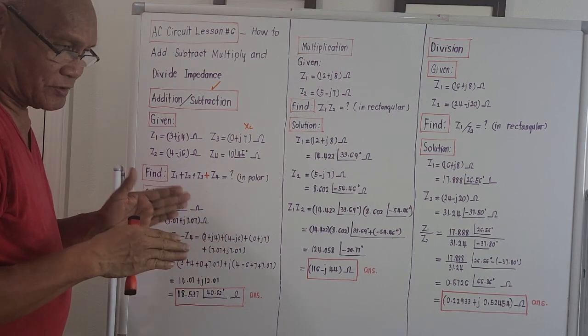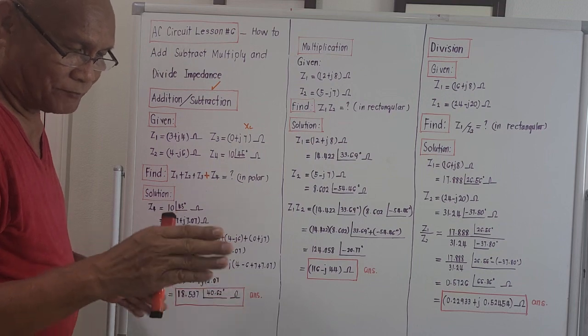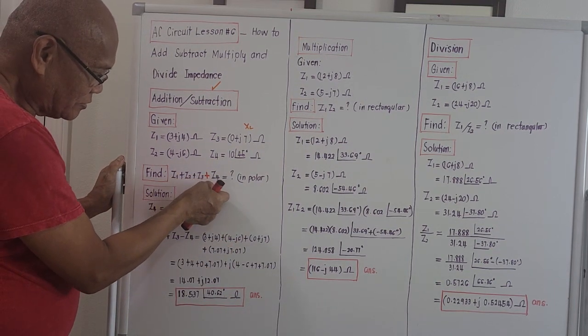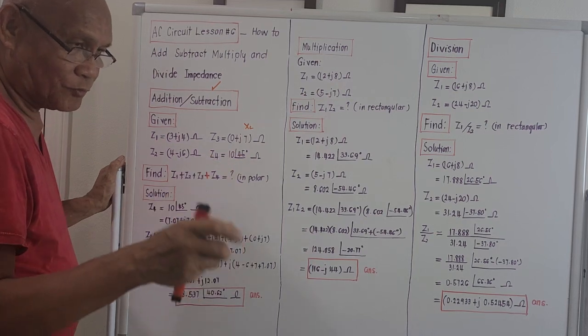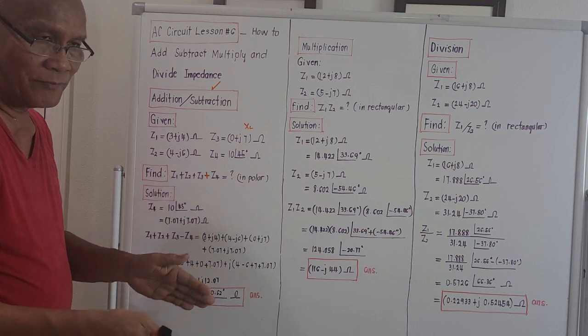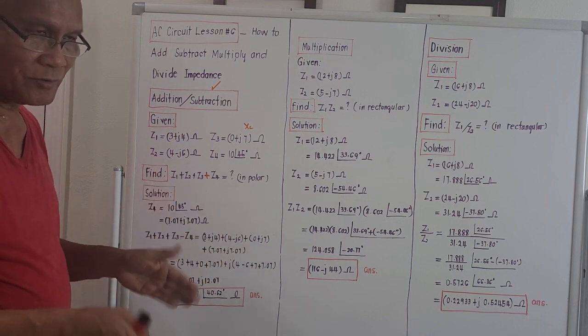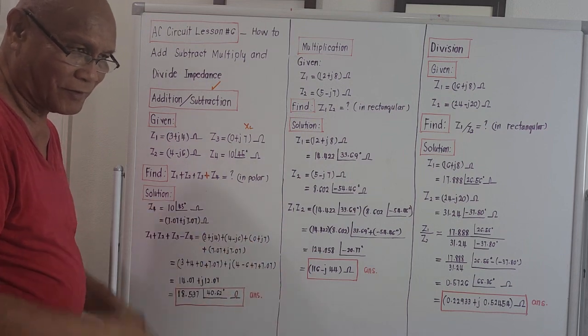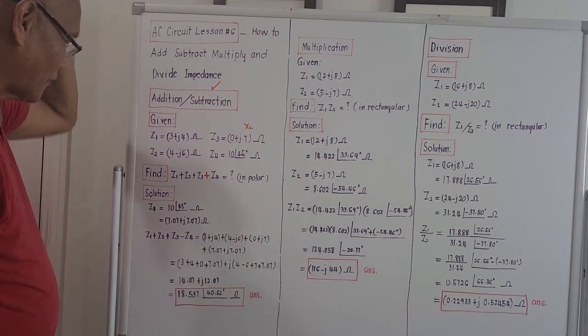There is an additional requirement for the answer. We will take the summation of Z1, Z2, Z3, and Z4, and we must express our answer in polar form. So the problem is testing our knowledge of the so-called conversion from rectangular to polar or polar to rectangular. Okay, let's try to bring out the solution.